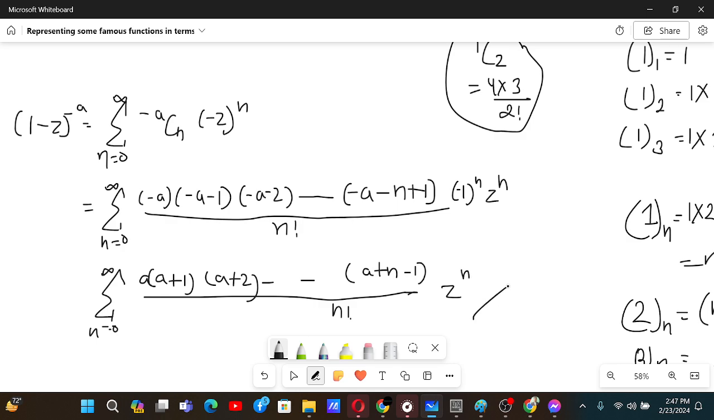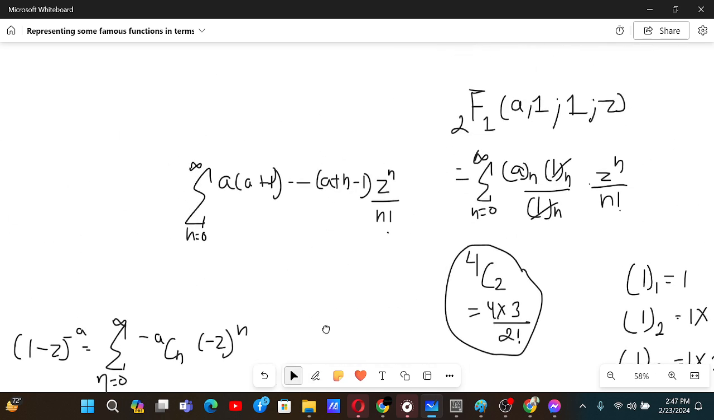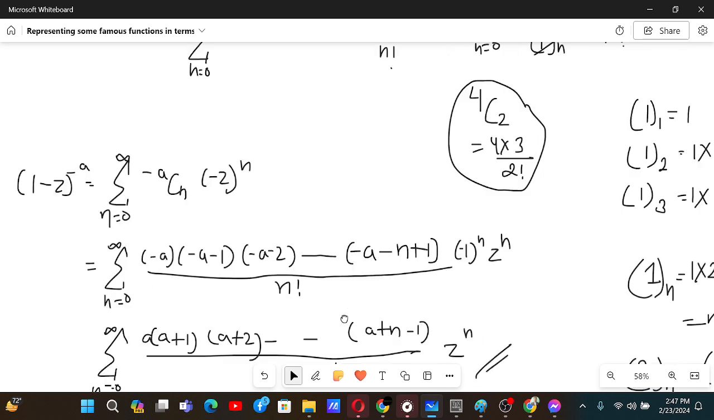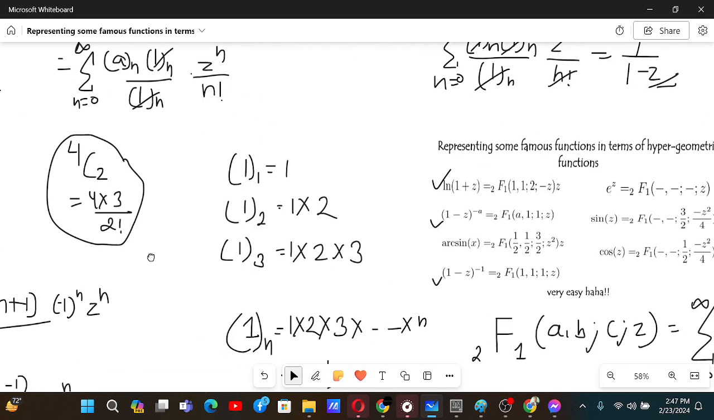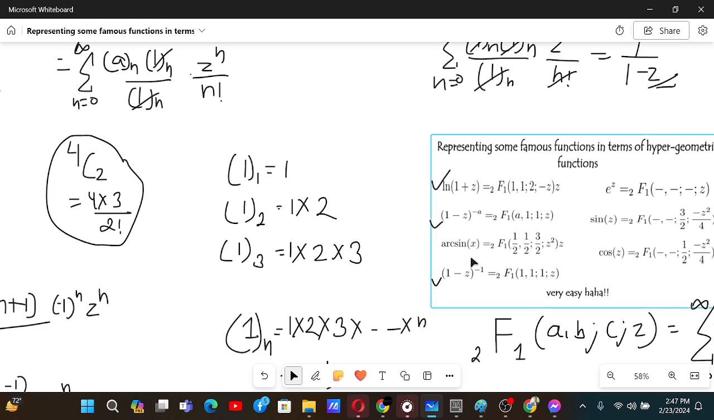So now we see that this is also the series of 1 minus g to the power minus a, and this was also the series that we got over here. That's why we can say that this is actually equal to 1 minus x to the power minus a. And so we proved the third one as well. Now it's the turn for arc sin x.